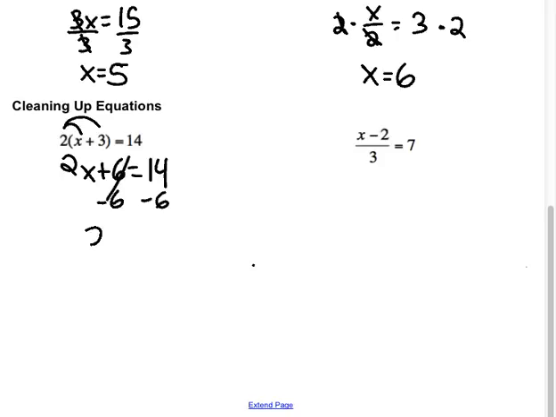Now you can subtract the 6 and divide by 2 to get to your answer of 4.